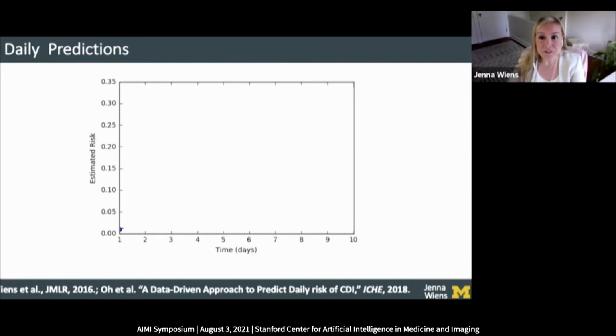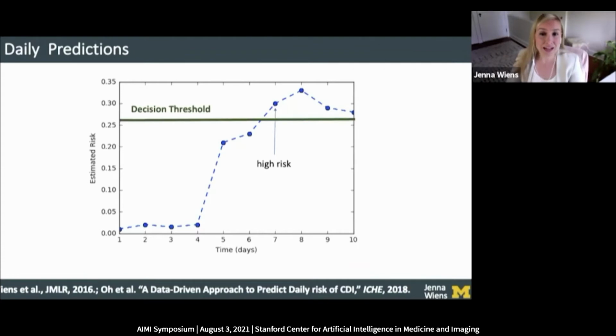Applied to a new, never-before-seen patient, the model produces an estimate of risk each day, updating its prediction based on changes to patient health. We can then classify a patient as high risk once they cross a pre-specified decision threshold. For a patient who doesn't end up acquiring C. difficile, they must stay below this decision threshold the entire time.